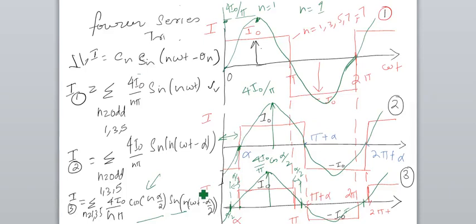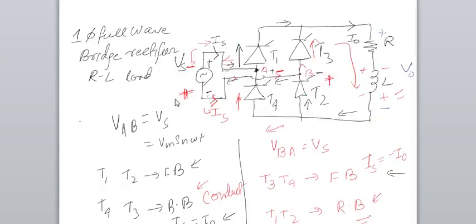Now we will start our discussion from the last class, where we started the full wave rectifier with RL load. Whenever I say RL load from now onwards, the inductance will be very high. If the inductance is very high, the load current will be a straight line. The source current will be positive and negative this time.